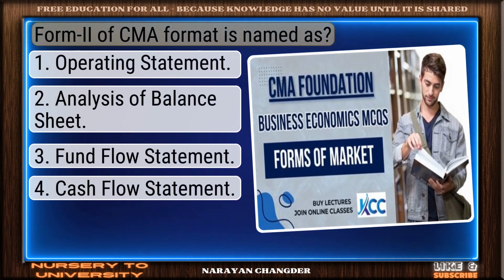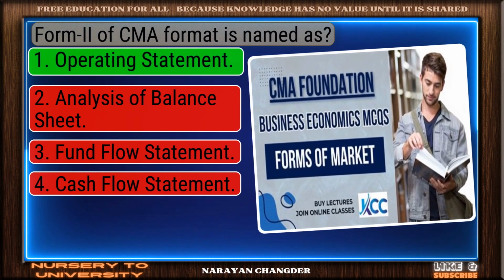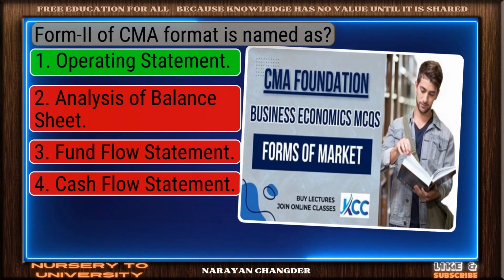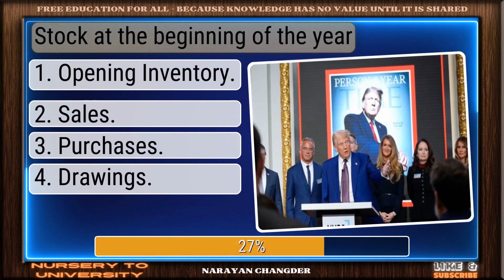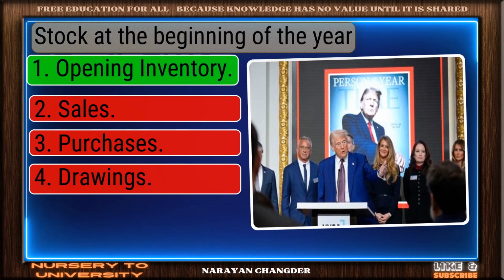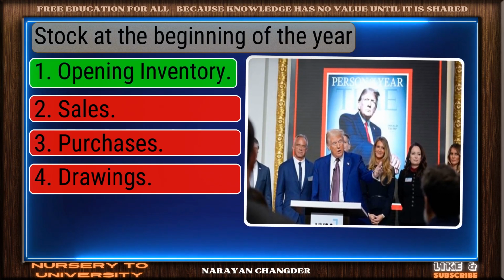Form I of CMAF format is named as. Right choice. Operating statement is the best answer. Stock at the beginning of the year? Correct response. Opening inventory is the most accurate answer.